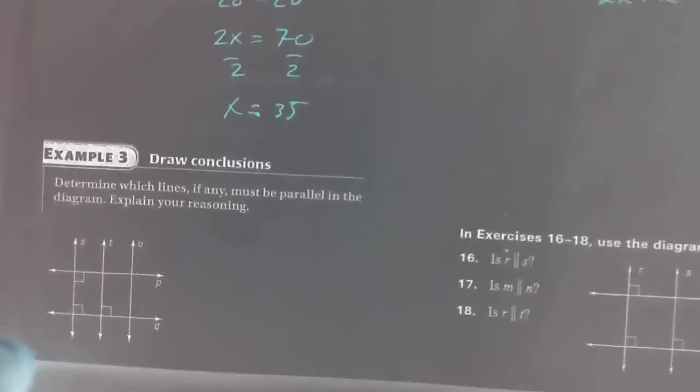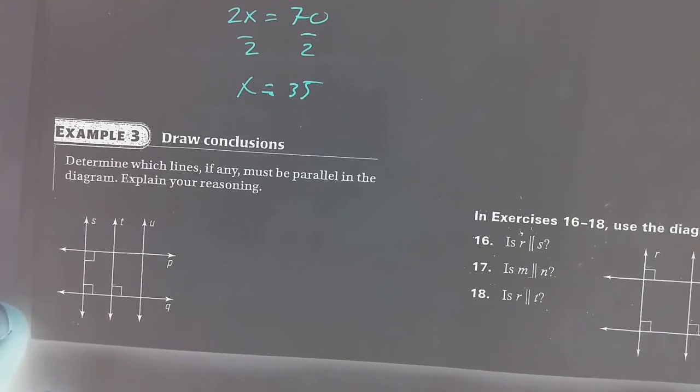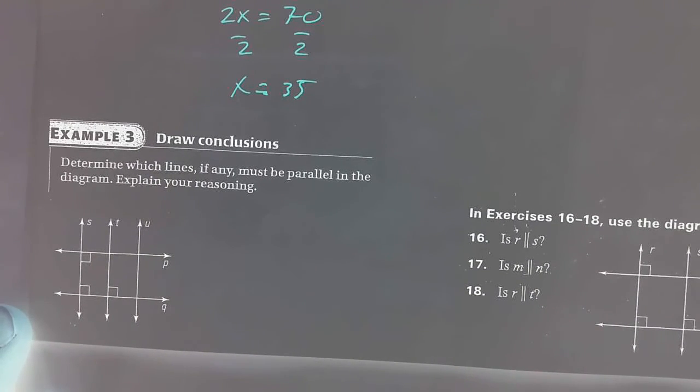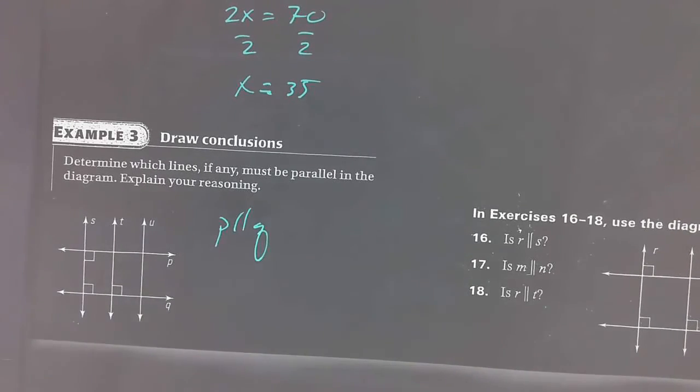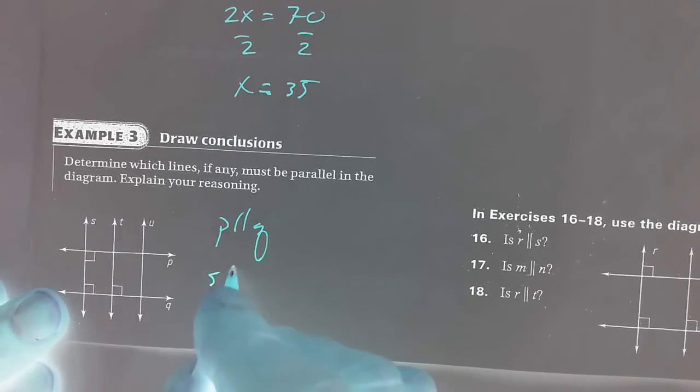So now come to this section on the bottom of your handout. Determine which lines, if any, must be parallel in the diagram. Explain your reasoning. Okay, let's start. I heard somebody say P and Q. Tell me one line that they're both perpendicular to. Because they're both perpendicular to S, then we know that P has to be parallel to Q. S and T are both parallel. Well, what's one line they're both perpendicular to? They're both perpendicular to Q, so I know that S has to be parallel to T.